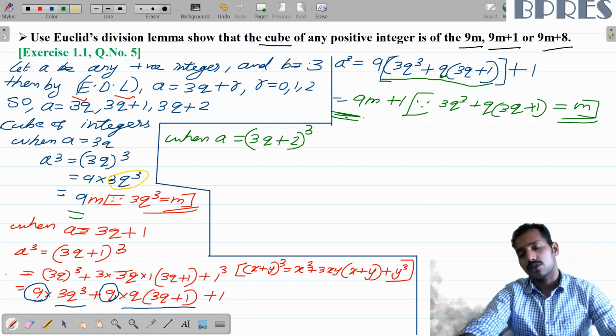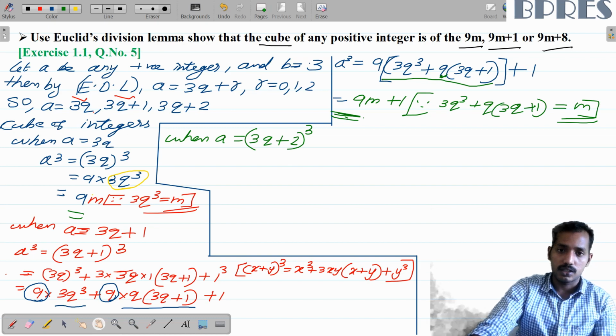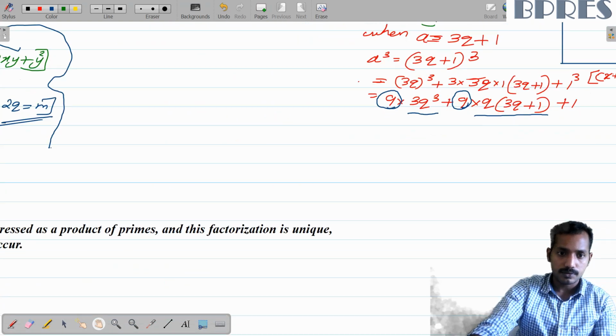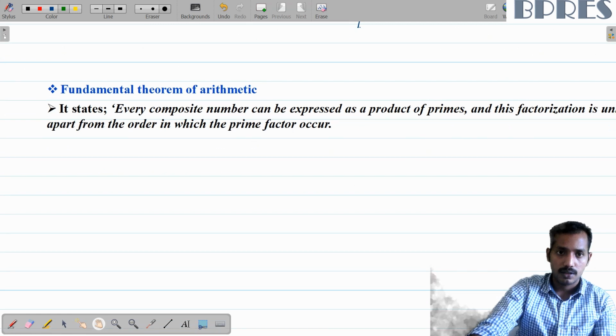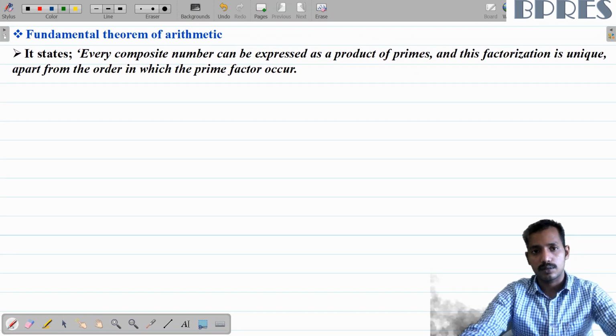So now let's move to discuss the next topic: the fundamental theorem of arithmetic. What does this theorem state? Every composite number can be expressed as the product of primes. And this factorization is unique apart from the order in which the prime factors occur.